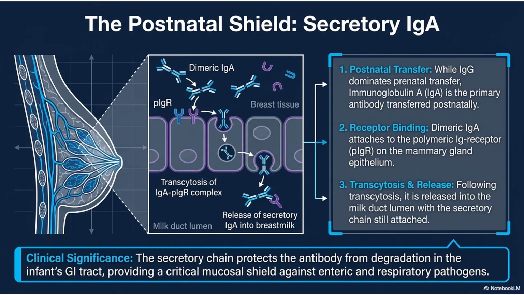Instead, it stays right there, coating the lining of the baby's gastrointestinal and respiratory tracts. It acts as a local mucosal barrier, neutralizing pathogens at the exact surfaces where they would otherwise invade. So breast milk provides a continuously renewed frontline shield for as long as the infant nurses, a perfect complement to the systemic IgG delivered before birth.